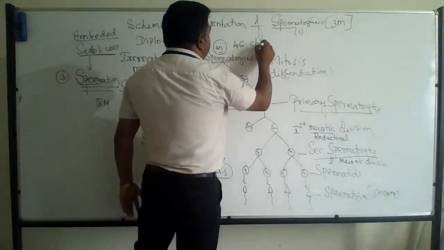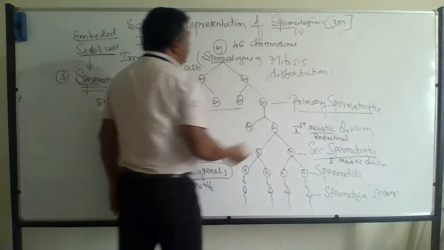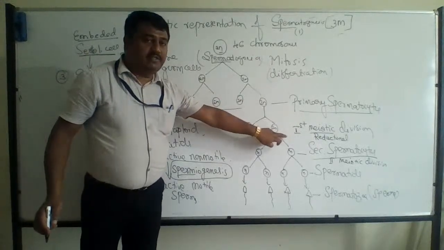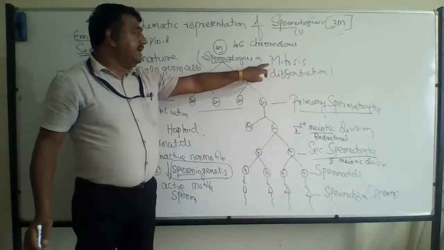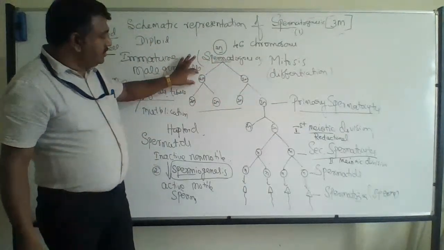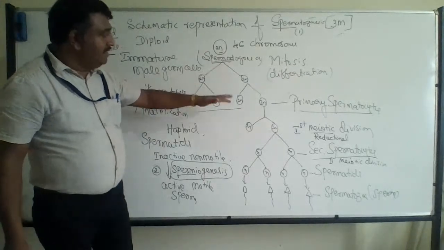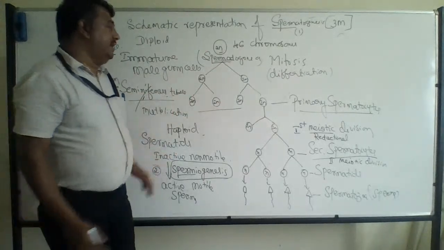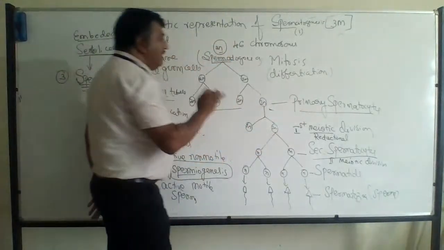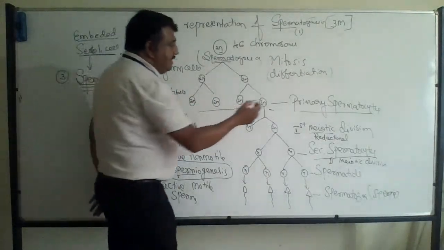And these spermatogonia undergo mitosis. Here it is mitosis, here it is meiosis. Don't get confused. Here it is mitosis, that undergoes differentiation. 1 becomes 2, 2 becomes 4, increasing the number, and till here it is diploid. One of the spermatogonia, the cell which enters into meiosis, we call it a primary spermatocyte.